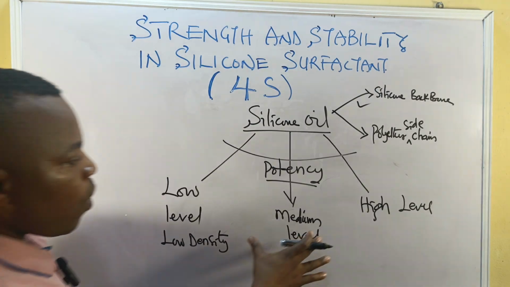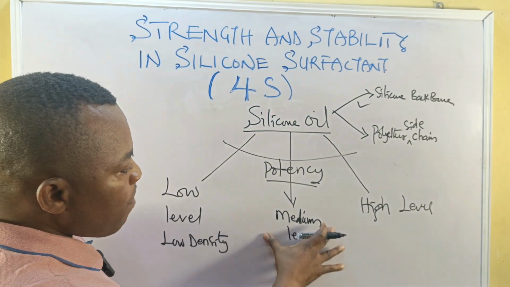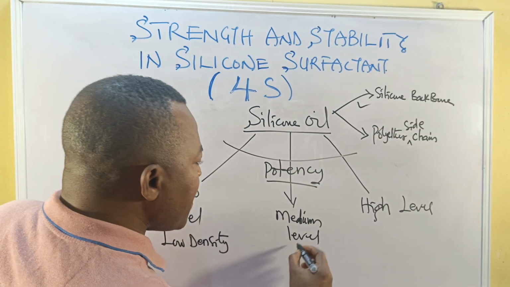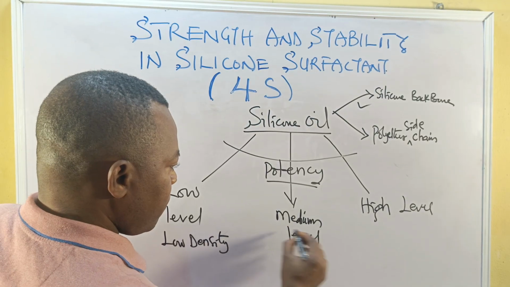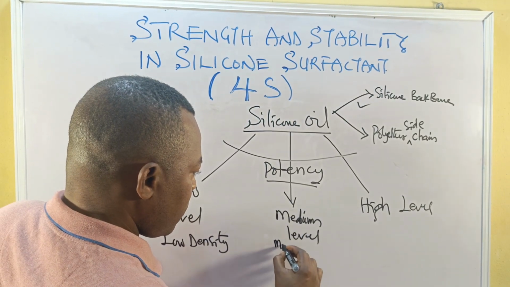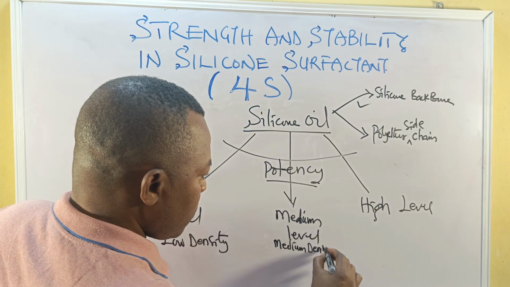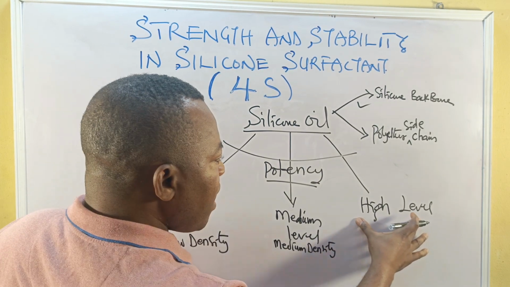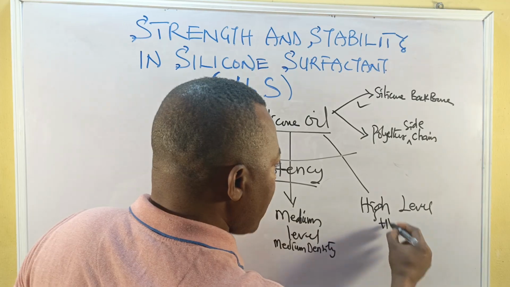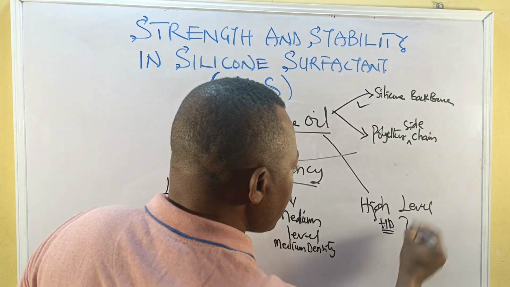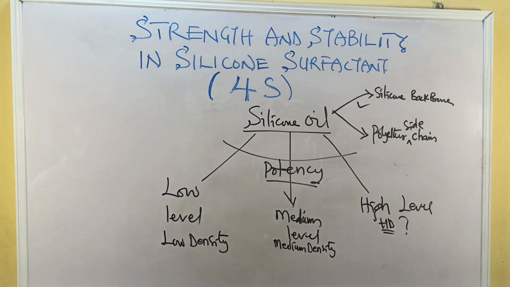Medium silicone is mainly for medium density. High level silicone is mainly for high density. The question is why? Good.